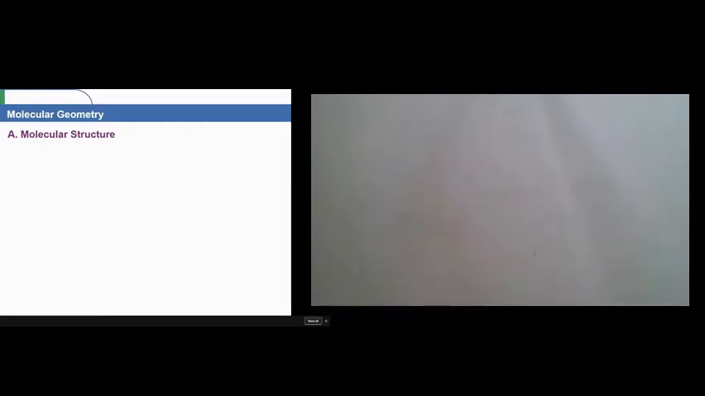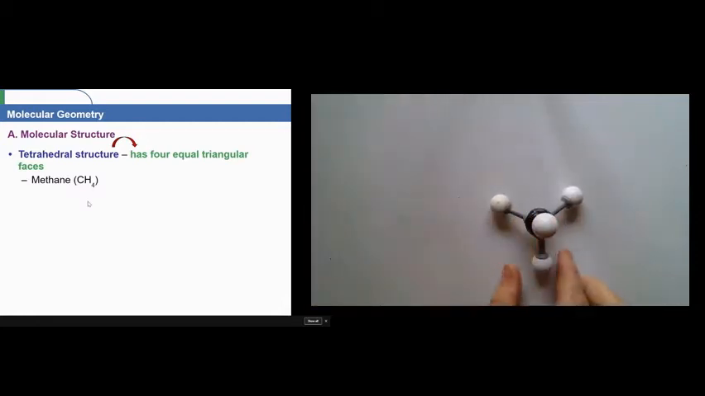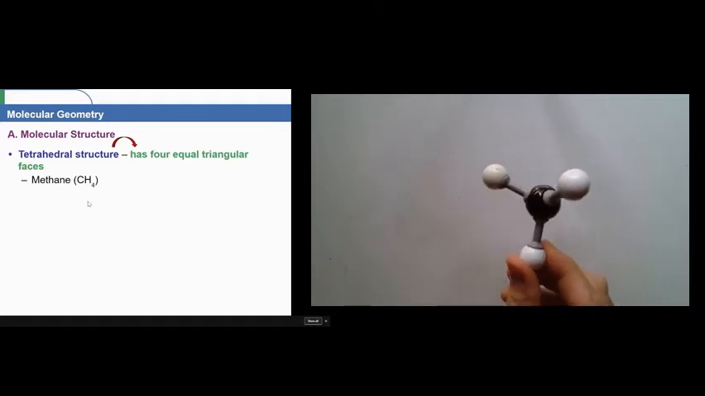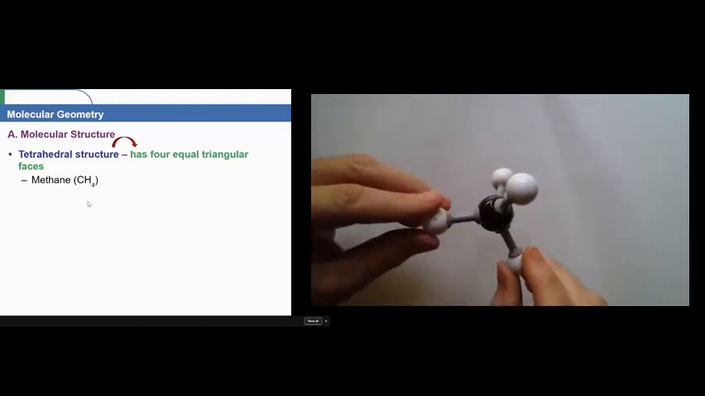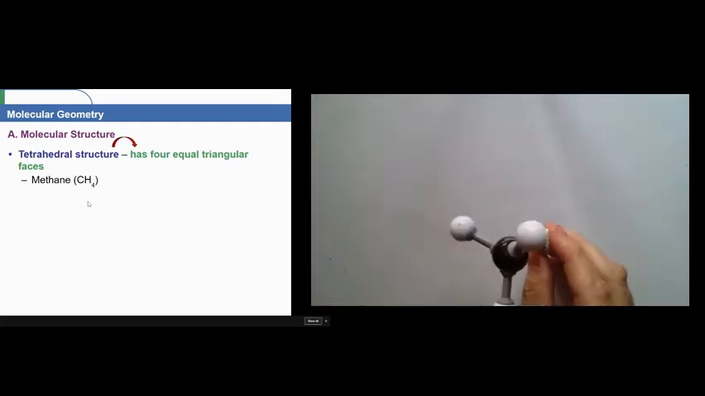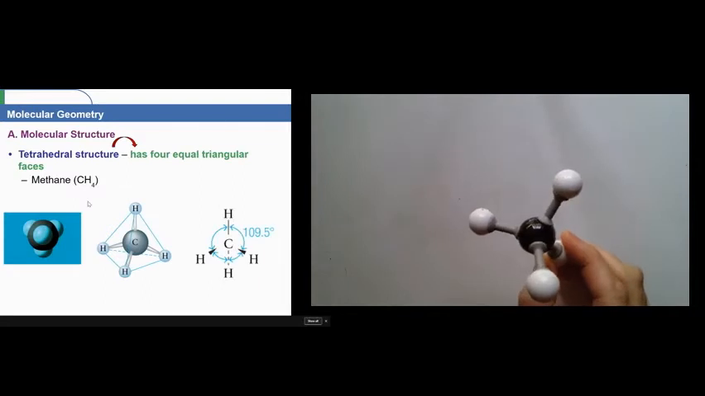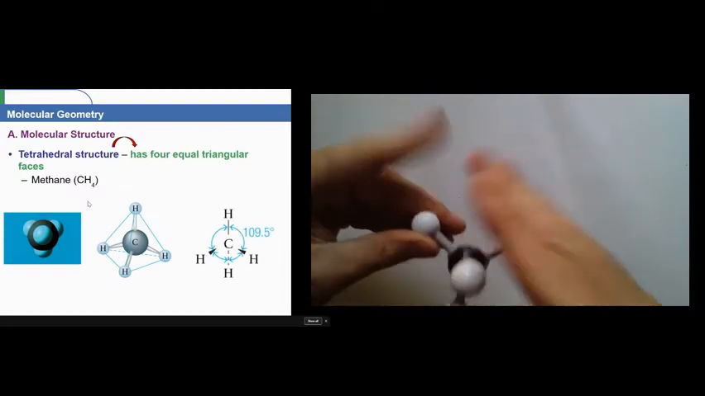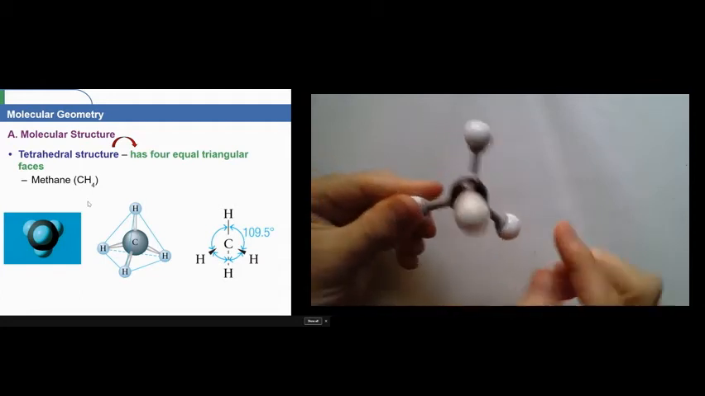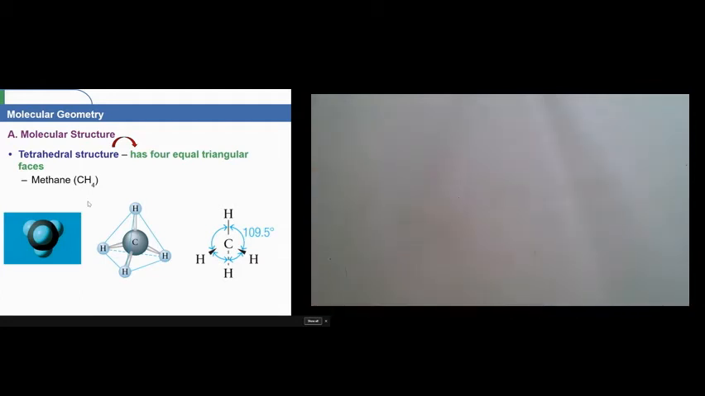Now the next one is called a tetrahedral. Tetra for four. So it has four equal triangular faces. Now this is actually what a methane looks like, okay, at least as far as the angles. Since it is in three dimensions, you see that each of these guys are as far apart from each other as they can get, all right? And it has four triangular sides if you were to connect between the hydrogens and so forth, okay?